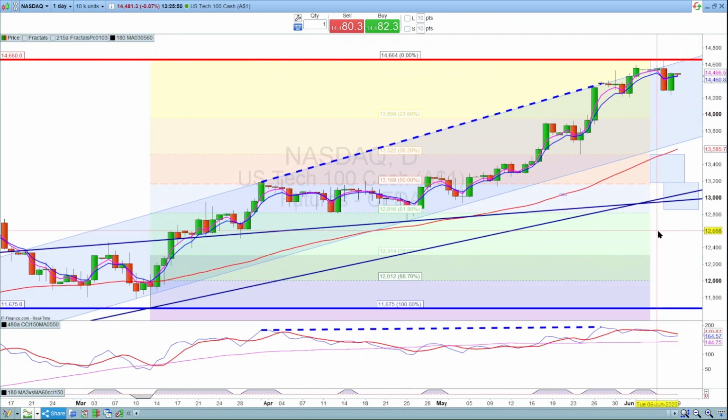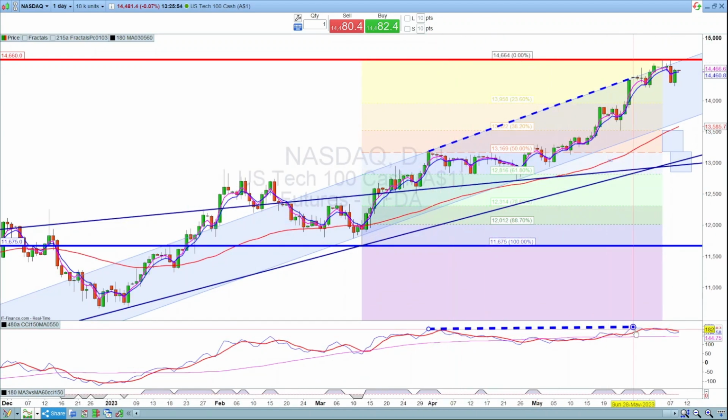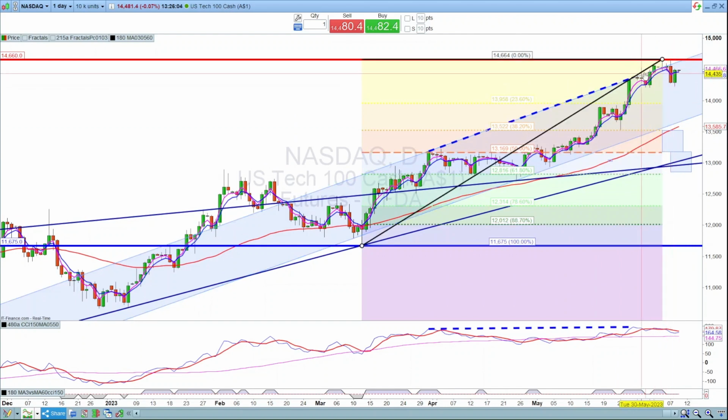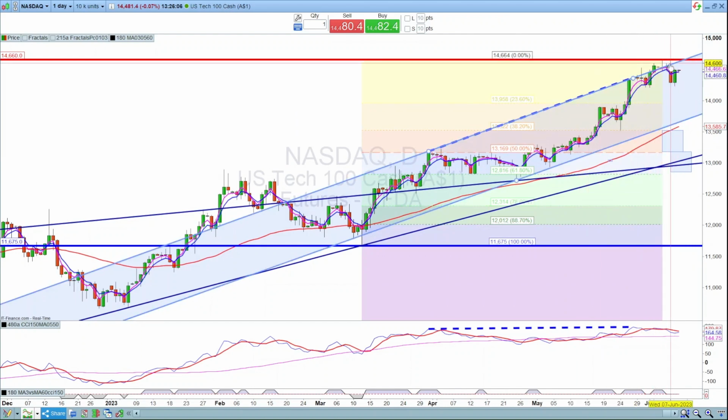As well, I did have previously drawn in this divergence, a bearish divergence on the CCI versus a bullish divergence on the price chart. Now that's still playing out. The price is still just hovering around those, making potentially new highs. It's sort of stopped at this resistance at 14,660.